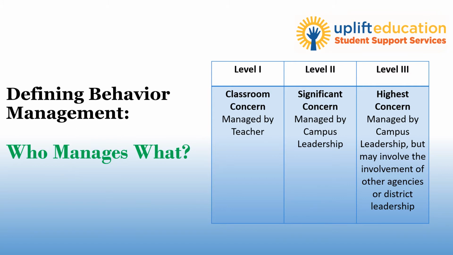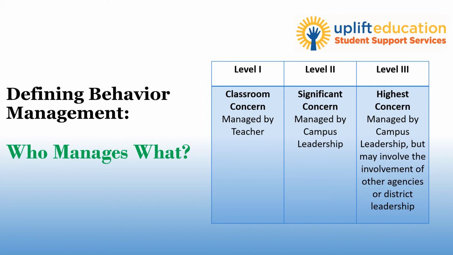Level 2 violations are significant concerns that should be managed by school leadership teams. This includes misconduct such as bullying, fighting, gambling, just to name a few. Level 3 violations are the highest concern and are managed by school leadership teams, but may also involve other agencies such as law enforcement or input from senior district leadership. Level 3 violations include misconduct such as prohibited weapons, the transmission of intimate visual material, the possession or distribution of drugs or alcohol, and so on, as you'll see on the next slide.